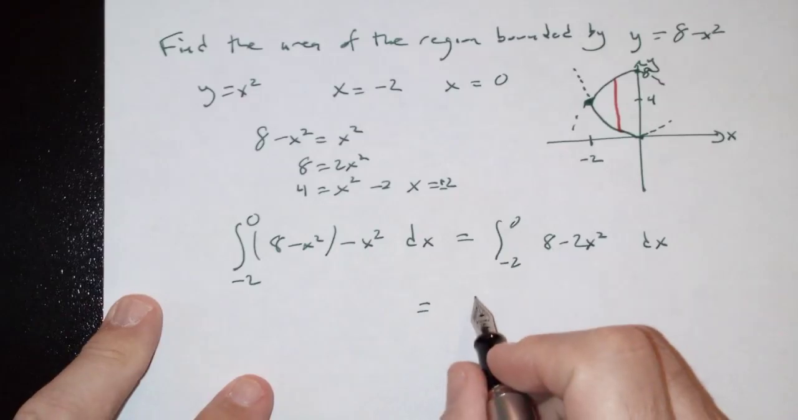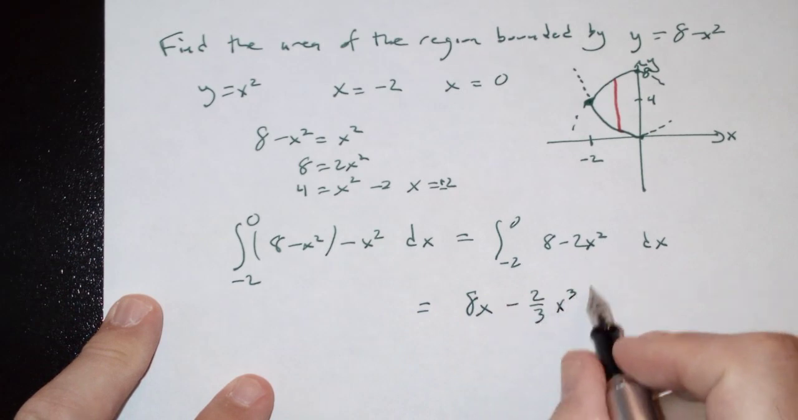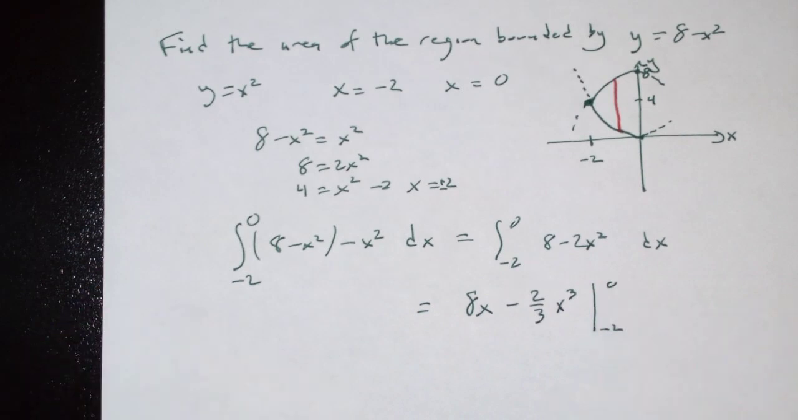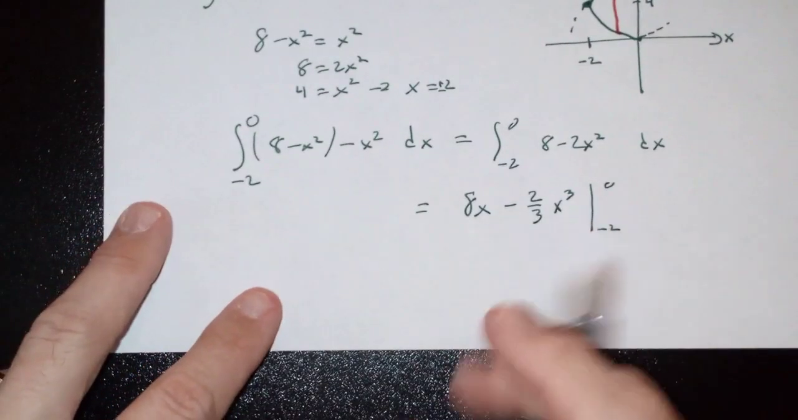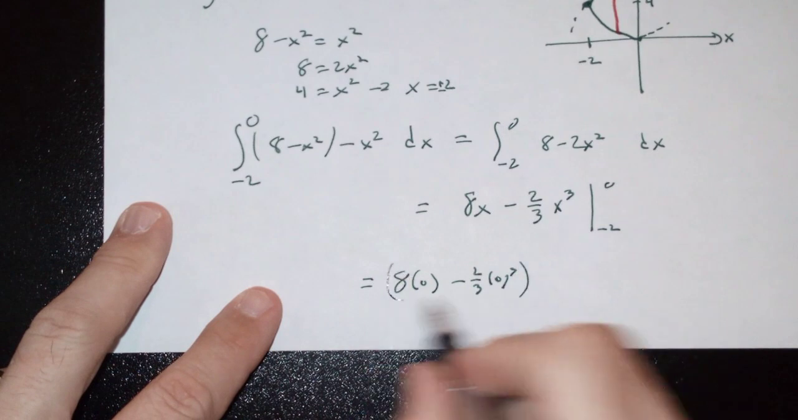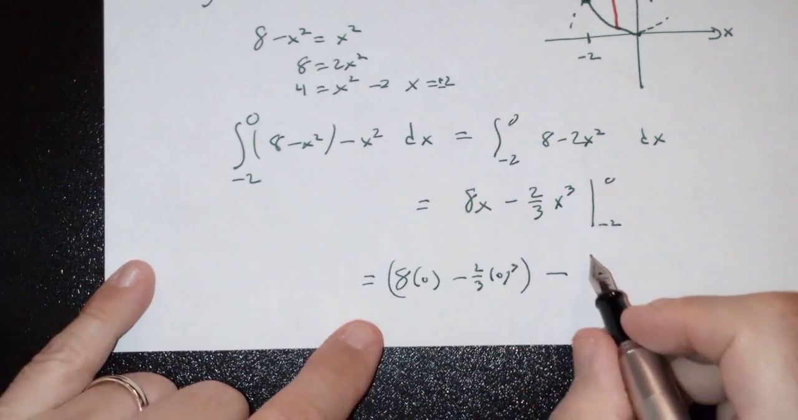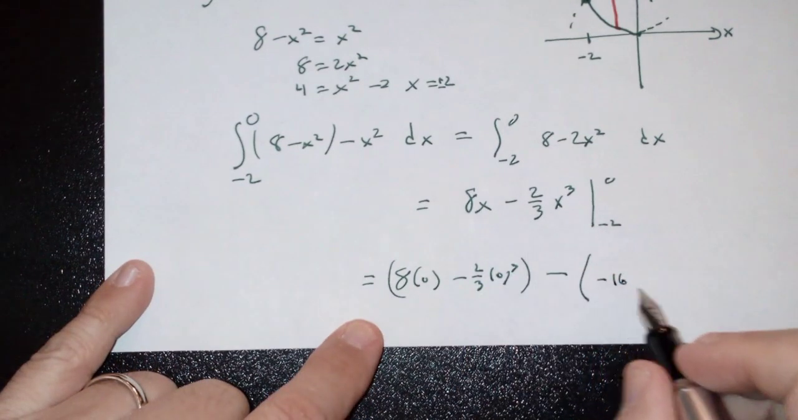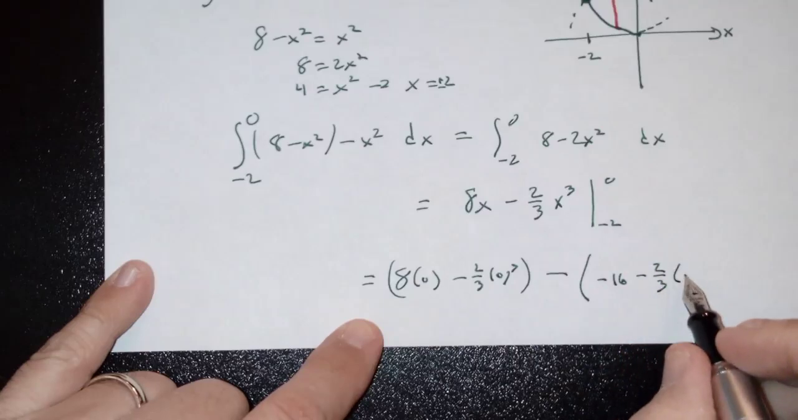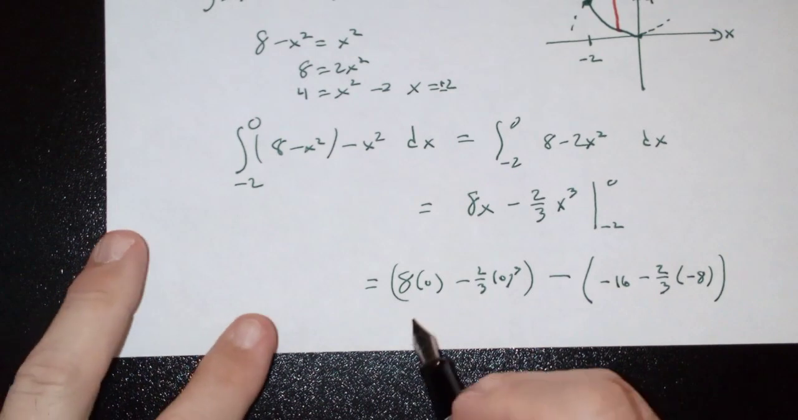So I get the antiderivative of 8 and the antiderivative of 2x squared. I plug in 0, I plug in -2, and I subtract. When I plug in 0, that whole thing is 0. When I plug in -2, -2 times 8 is -16, and -2 cubed is -8. I have to keep the sign straight here. This whole piece is 0.